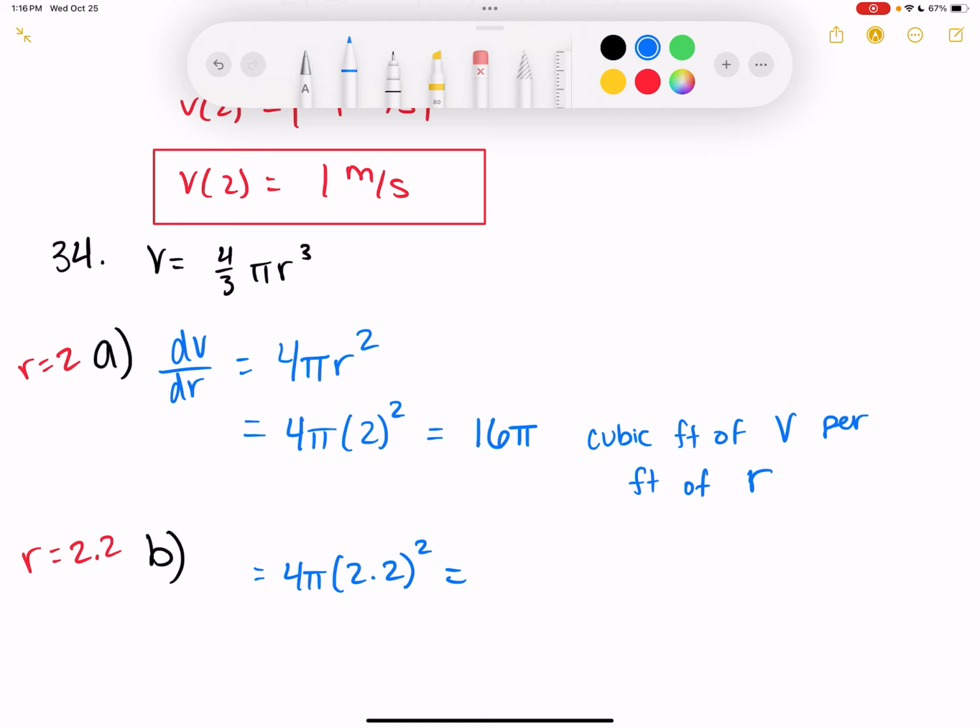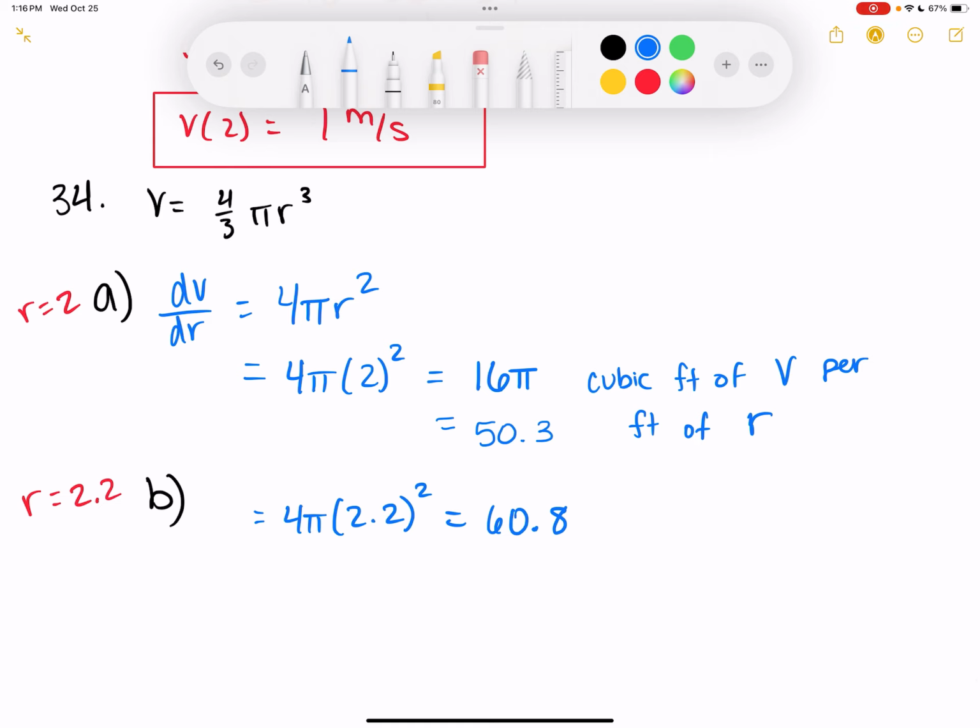For 2.2 it's 60.8. Does anybody agree? Okay, good. How about 16 pi? It's 50.3. Just one decimal is fine. 50.3. Okay.